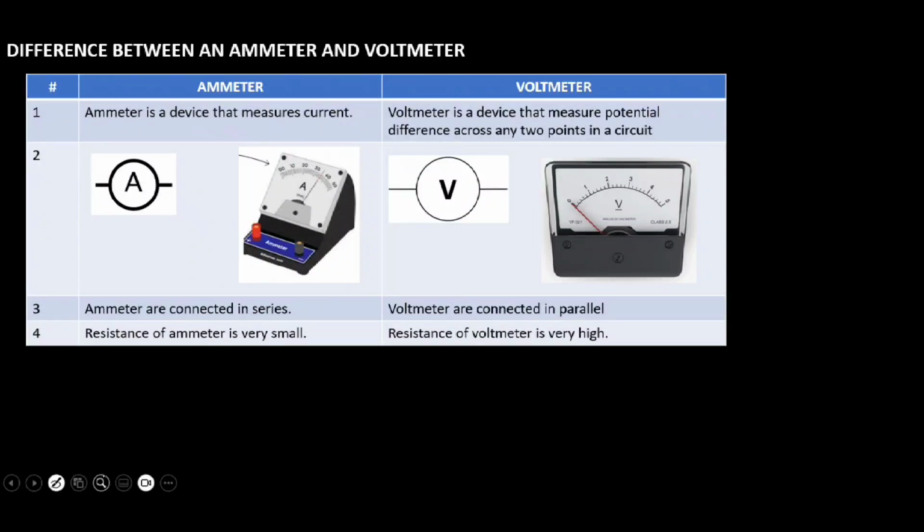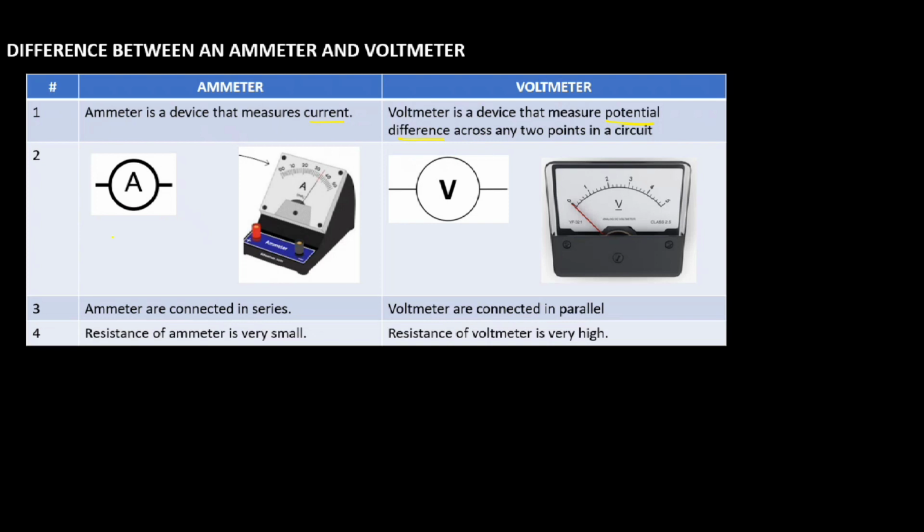In this video, we are going to discuss the difference between an ammeter and voltmeter. An ammeter is a device that is used to measure current, whereas voltmeter is a device that is used to measure potential difference across a circuit.